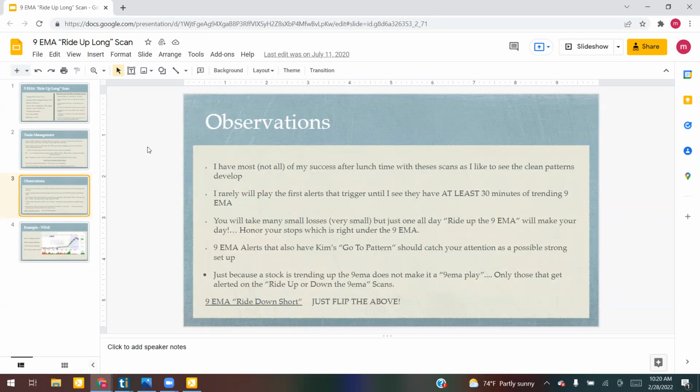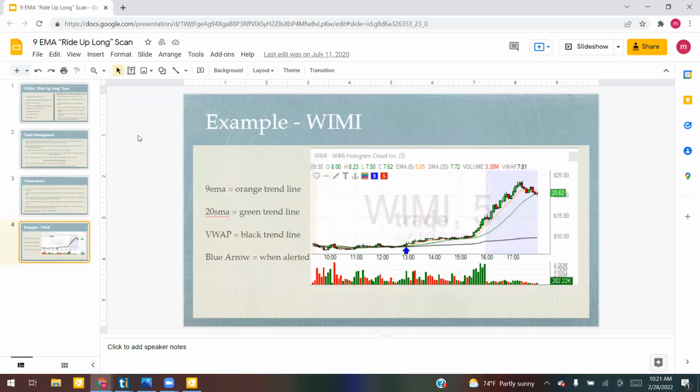Only those that get alerted on the right up or down 9 EMA scans are true 9 EMA plays. However, you can still play other stocks that are showing these same patterns and criteria. Just realize it doesn't have a 90-day history of following the 9 EMA, but you can still find excellent plays. For ride down, the short 9 EMAs, you take every single one of these concepts and you just flip them.